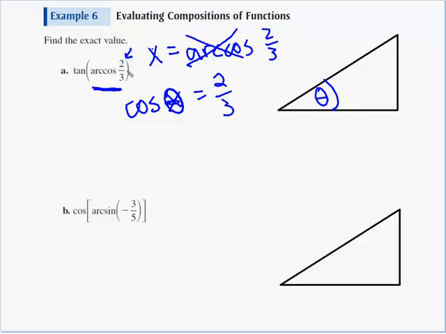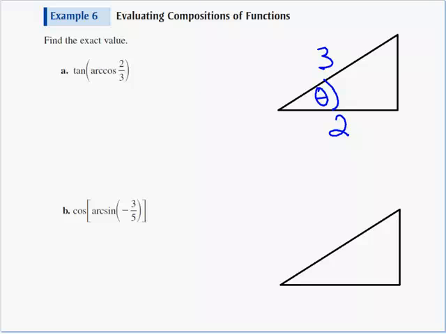This 2/3 is two sides of the triangle. Cosine is what two sides? Well, SOHCAHTOA, cosine is adjacent over hypotenuse. So I know my adjacent side to angle theta is a 2. I know my hypotenuse is a 3. Okay. So we use the inner function to set up our triangle. But we're missing a side. We're going to have to find that side.